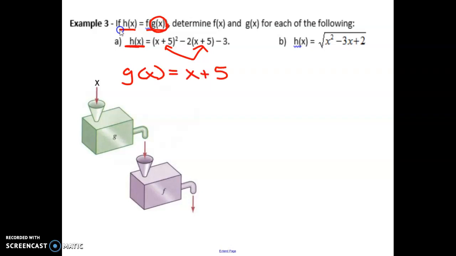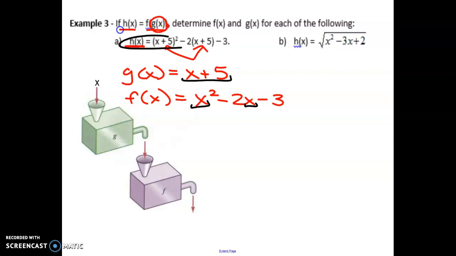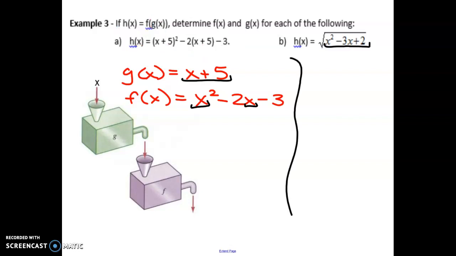Now, if I put that into f of x, that means f of x would be the same thing, but instead of having x plus 5's in there, we just have x's in there. Because the x plus 5 I would put in for the x's. So that means f of x would be x squared minus 2x minus 3. Because again, if I trade the x plus 5 in for my x's, we'd end up with h of x.